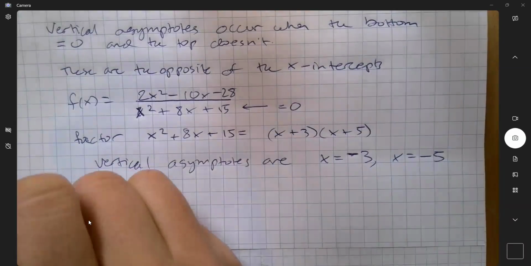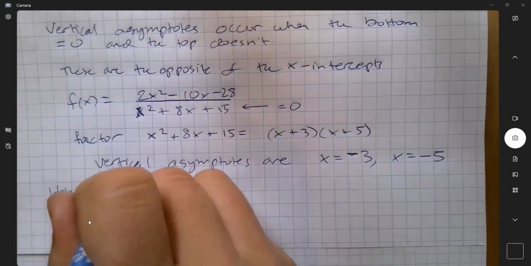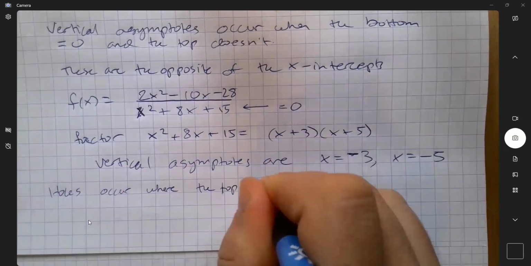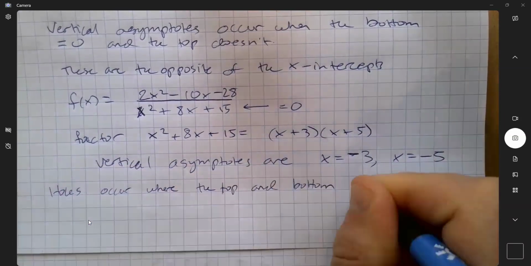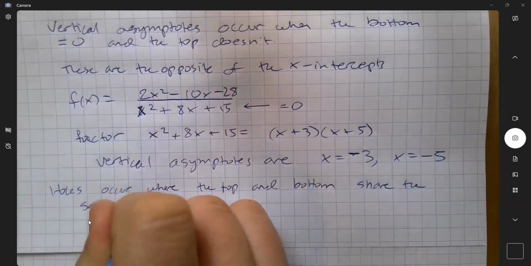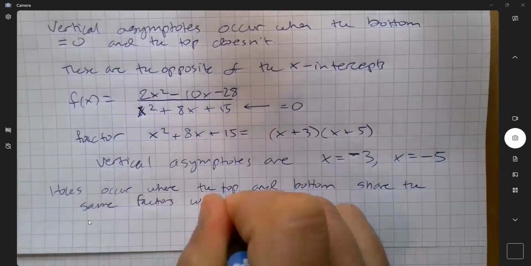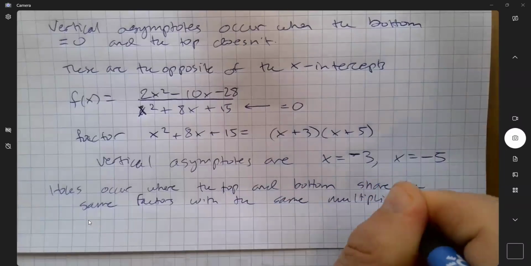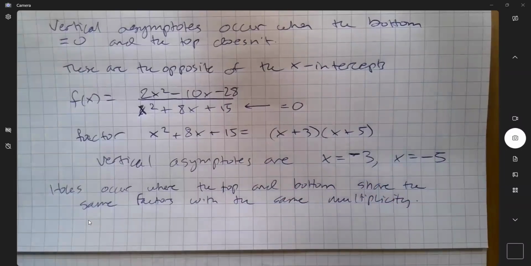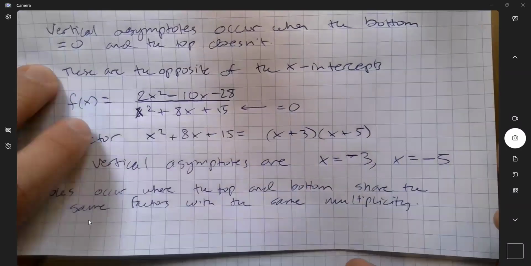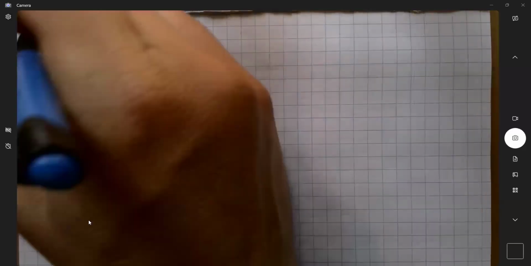And holes, our last characteristic, occur where the top and bottom share the same factors with the same multiplicity. Now that hasn't happened in our function. I'm going to write out our function in standard and then in factored form.